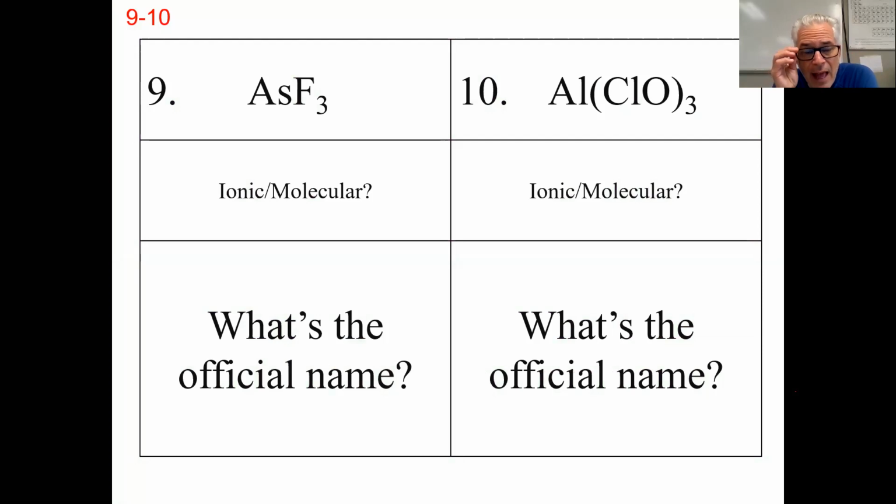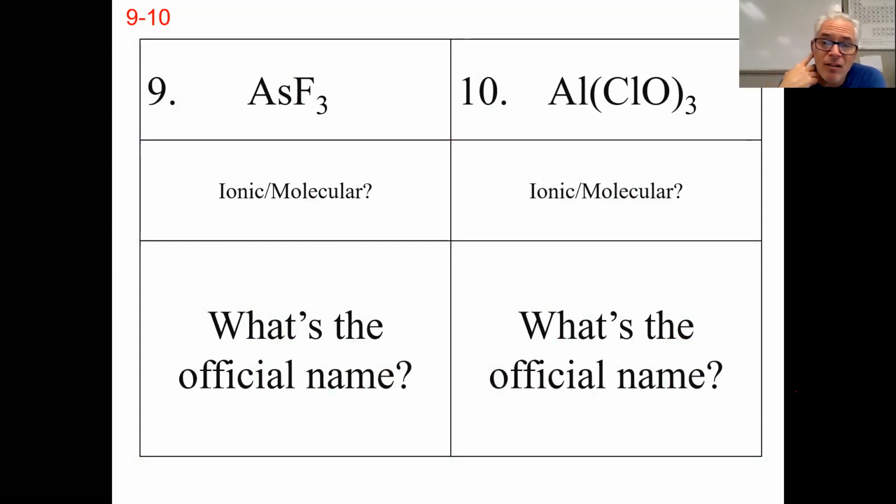I like this stuff. AsF3. As, that's a tricky one, right? As, it's on top of the stairs. See the black bar, the black staircase? Non-metal. When your first name's a non-metal, you're going to be molecular. How do we name molecular compounds? Well, if the first atom's single, you just say the name of it, arsenic. And how do we say 3 fluorines? Arsenic trifluoride. That was easy.